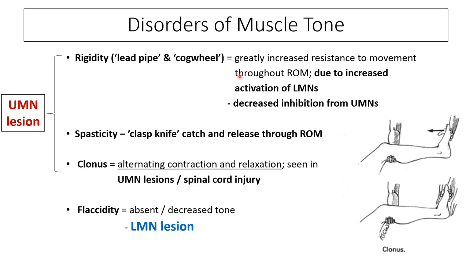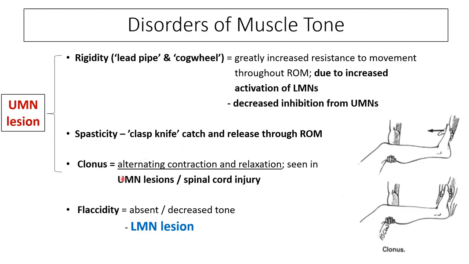Okay, so again, hypertonicities are seen in upper motor neuron lesions. There's an increase in the activation of the lower motor neurons that's causing this increased muscle action. This is because of a decrease or loss of inhibition from those upper motor neurons that have been damaged. Spasticity is also known as clasp knife, a catch and release through a range of motion. I'll illustrate that again on a video.